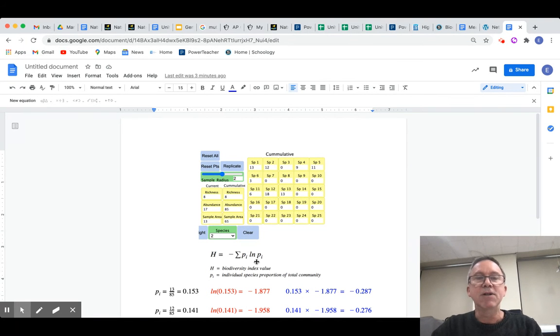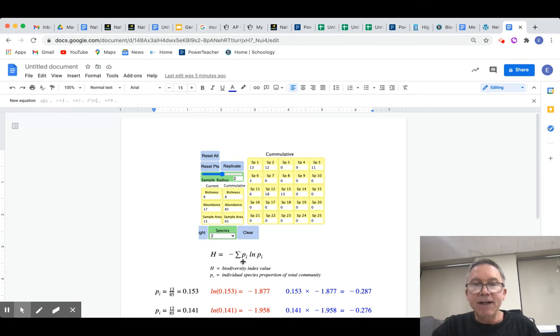Here's what we do then. Pi means the proportion of an individual. So I'm going to take species 1 and calculate this for it. There are 13 members of this species present out of 85. So 13 out of 85 gives me a pi value, the proportion of this particular species. So P1 would be 0.153. That's the percentage.